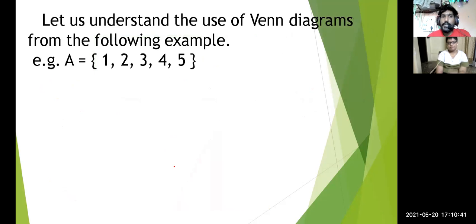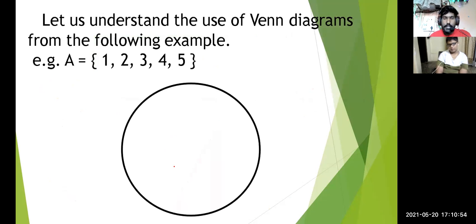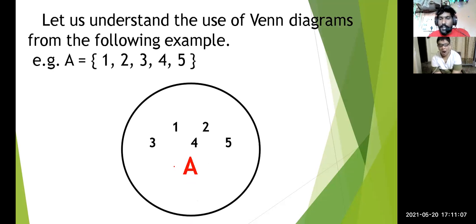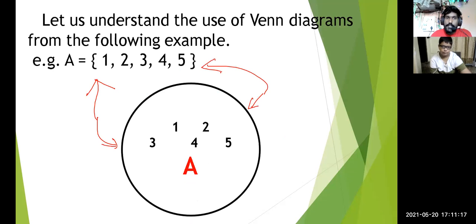Okay, now let us understand the use of Venn diagram from the following example. In this example, there is set A with elements 1, 2, 3, 4, and 5. So I'll denote this set by a Venn diagram and I will use the closed figure circle. So set A has the elements 1, 2, 3, 4, and 5. Now this you can write anywhere inside the figure. So this Venn diagram represents the set A.